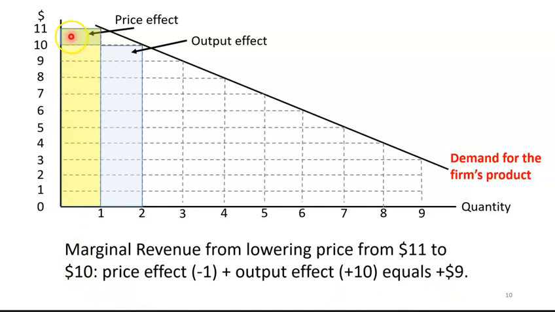That can be seen by just looking at our total revenues here. When we're selling 1 unit for $11, our total revenues are 11. And if we lower the price to 10, then total revenues, just the area of this rectangle, are 20. So 20 minus 11 is 9. So that's the net addition to our revenues.